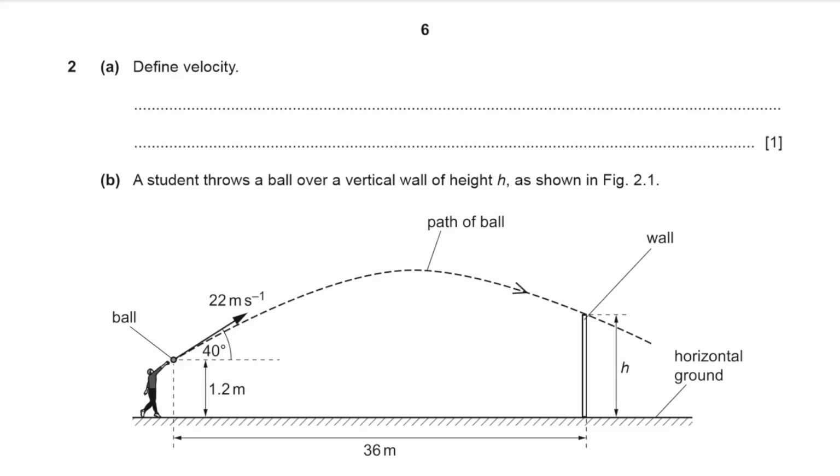So this is question 2 from 2024 May-June, Physics 9702. So 2a tells us to define velocity.